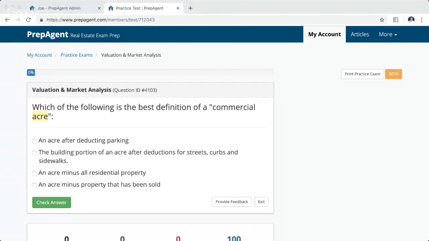What is the cost replacement approach? Just how much would it cost to replace it brand new?